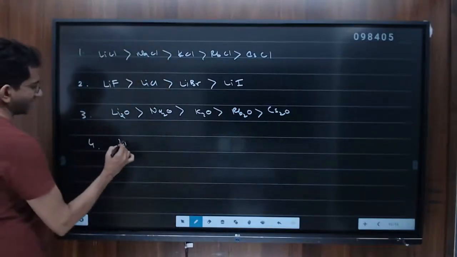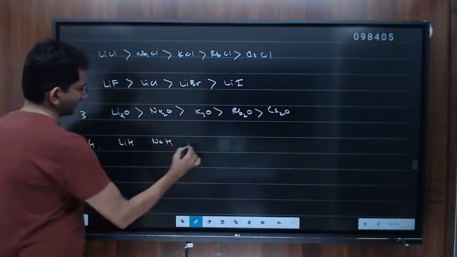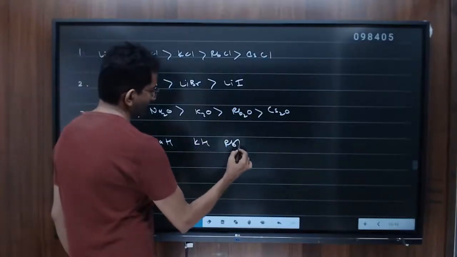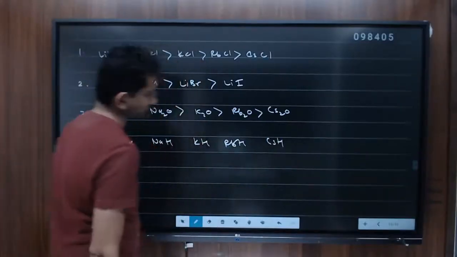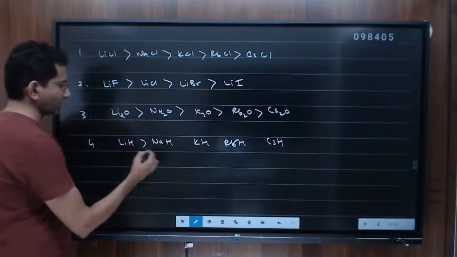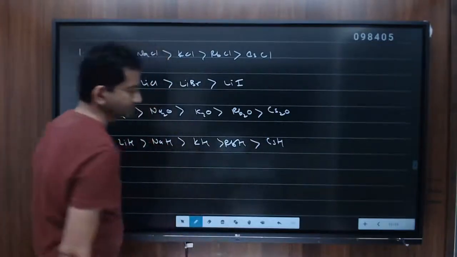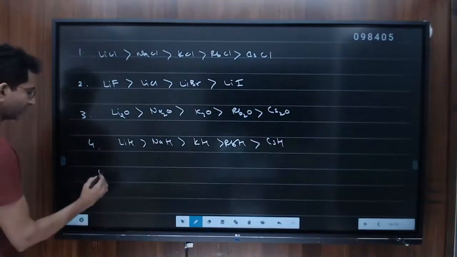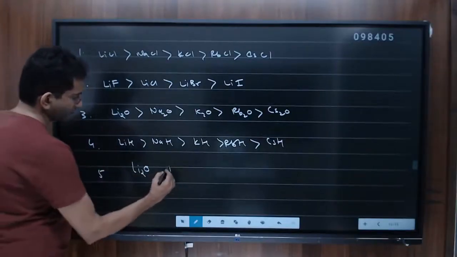Give me the answer. LiH, NaH, KH, RbH, CsH. Once again, the hydride ion is the same. If the hydride ion is the same, you will have to focus on the cation. Li plus, Na plus, K plus, Rb plus, Cs plus. Size increases, lattice energy decreases, the order is going to be like this. Okay? 5. Let's take Li2O.